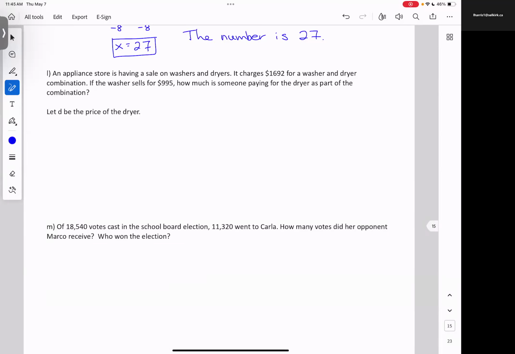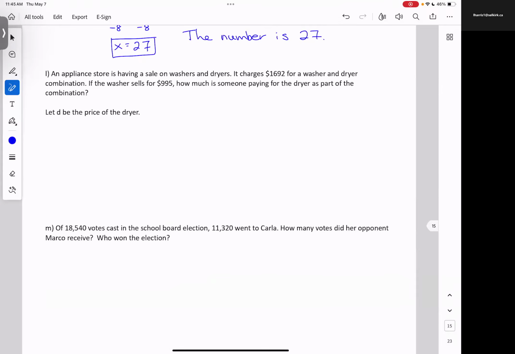So we know that the washer, which is $995, plus the dryer, whatever we're paying for the dryer, the total equals 1,692. Okay, because this is the price of the washer, and the washer plus dryer together equals that 1,692. So we want to solve for D. So to do that, let's subtract 995 from both sides.